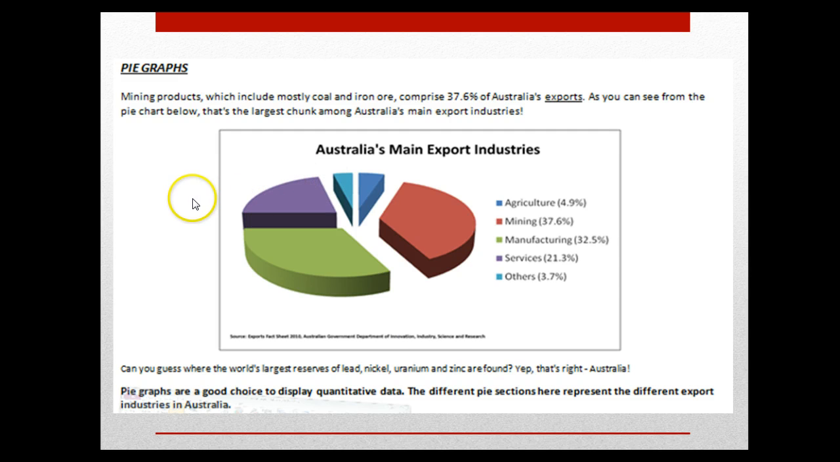This is a pie graph. Pie graphs are great for when your total of values add up to 100%. So you can see here that each of these percentages add up to 100%. So pie graphs are useful for that reason. You can't use a pie graph if any of the events occur twice. So let's start with the title. What is this graph about? It's about Australia's main export industries. From the information of the graph, I can see that 37.6% of Australian export industry goes to mining.